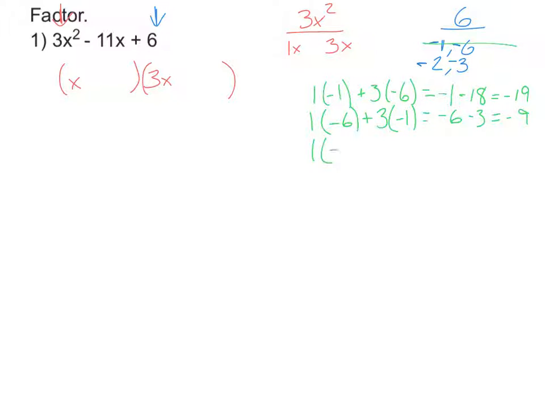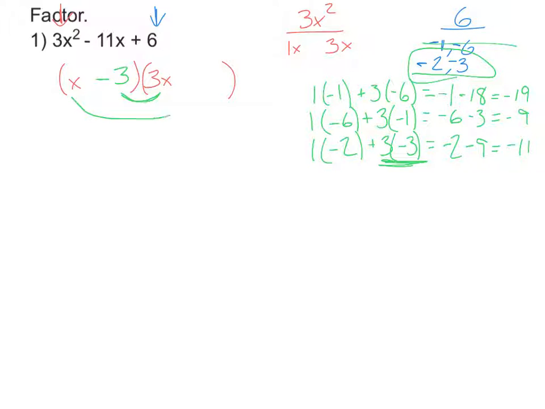If I do 1 times negative 2 plus 3 times negative 3, well, 1 times negative 2 is negative 2. 3 times negative 3 means minus 9. Lo and behold, we got negative 11. So where do I put these numbers, the 2, the negative 2, and the negative 3, in order to make this work? Well, it was the negative 3 that I multiplied by positive 3. So those have to be our inners. So a minus 3 goes right there. And it was negative 2 that got multiplied by positive 1. So that would be 1 and negative 2 there.